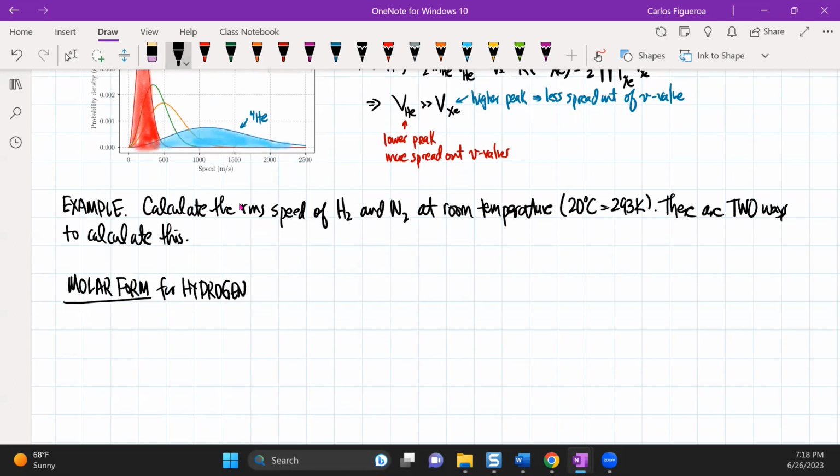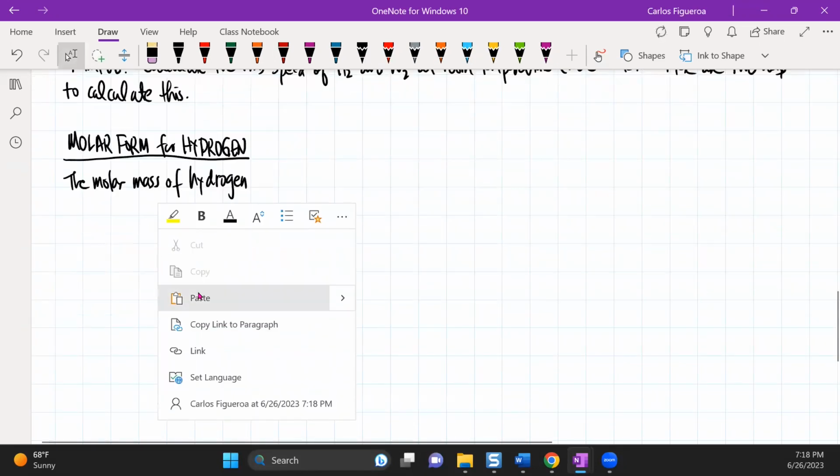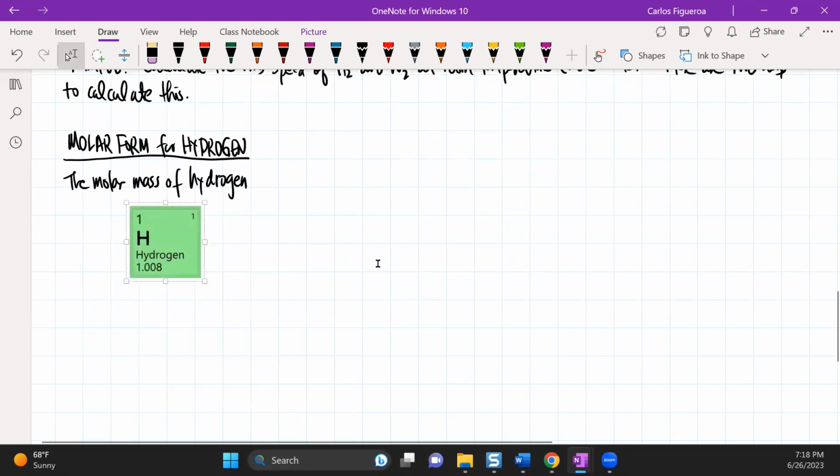So let's look at the molar mass for hydrogen. Well, let's look at it. I think I just copied it. There it is. There's the molar mass. The molar mass is 1.01 to 3 sig figs grams per mole.